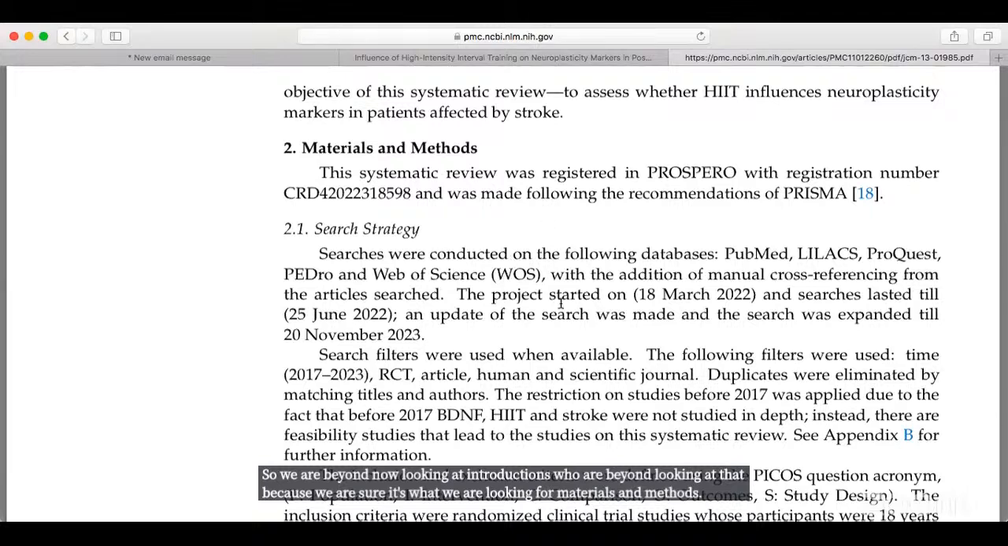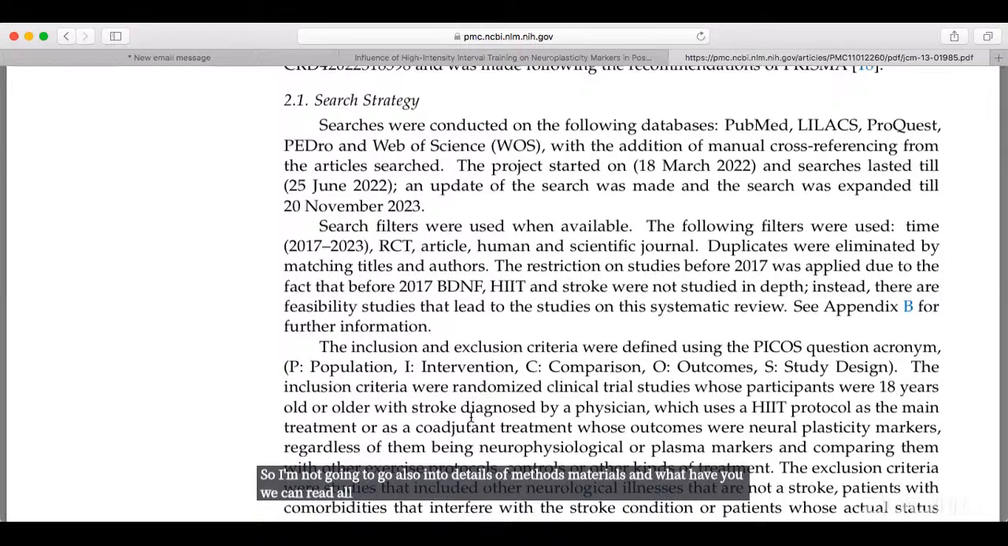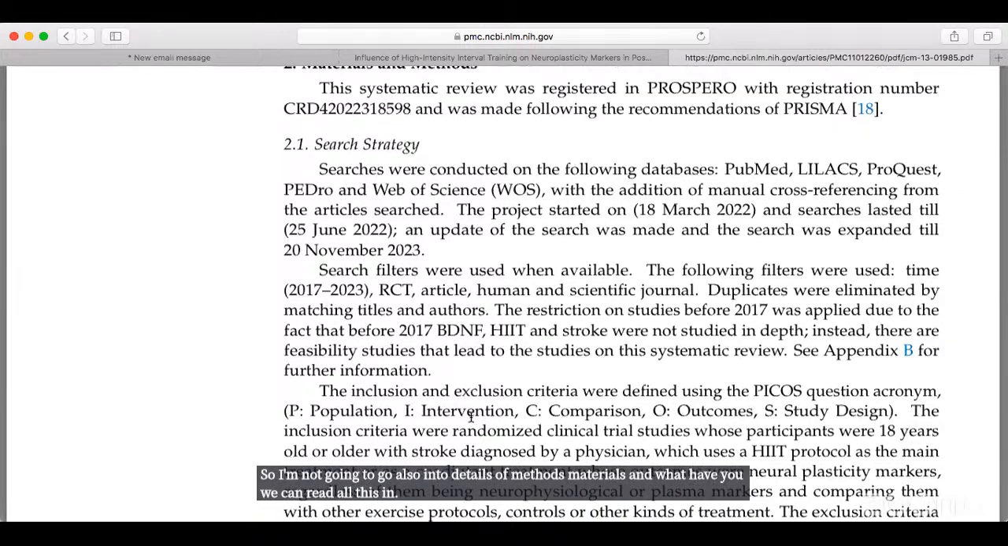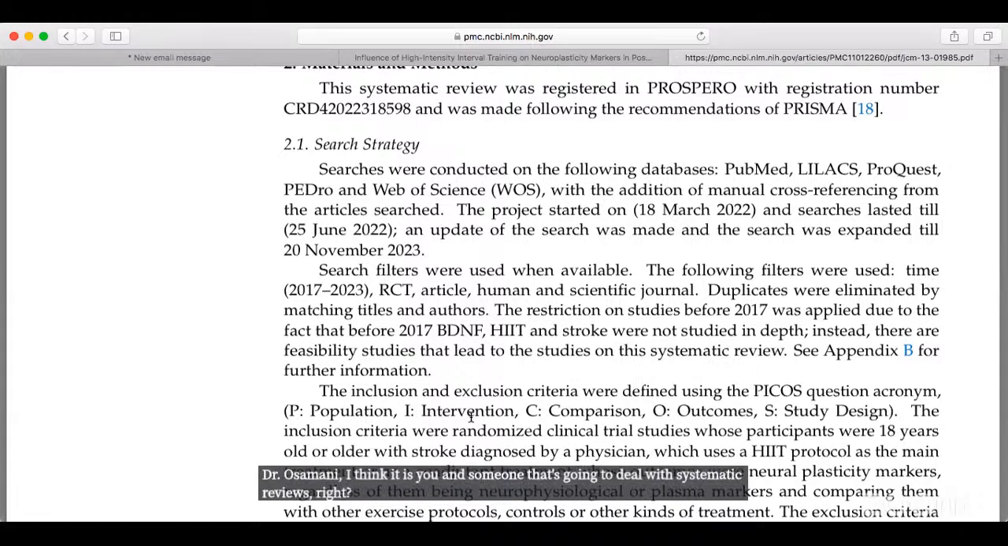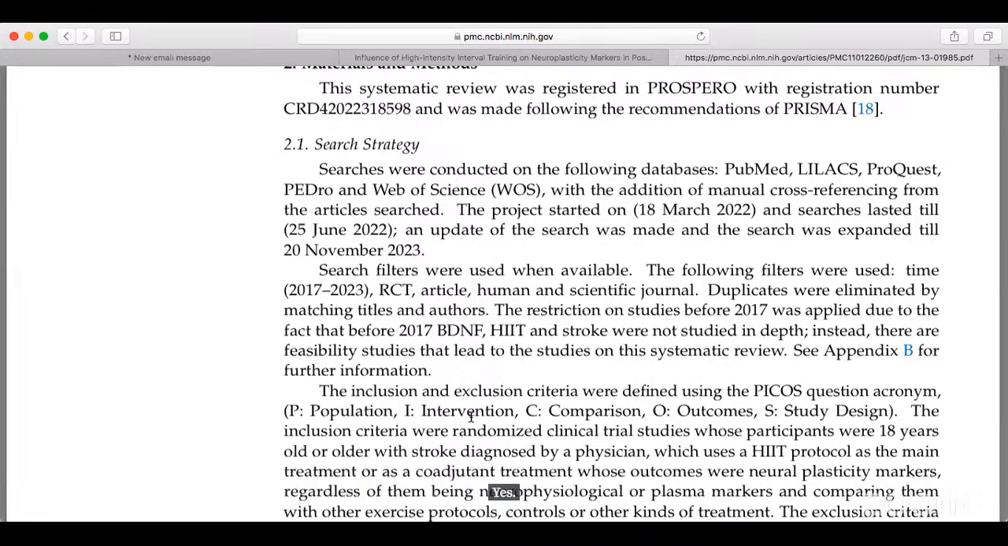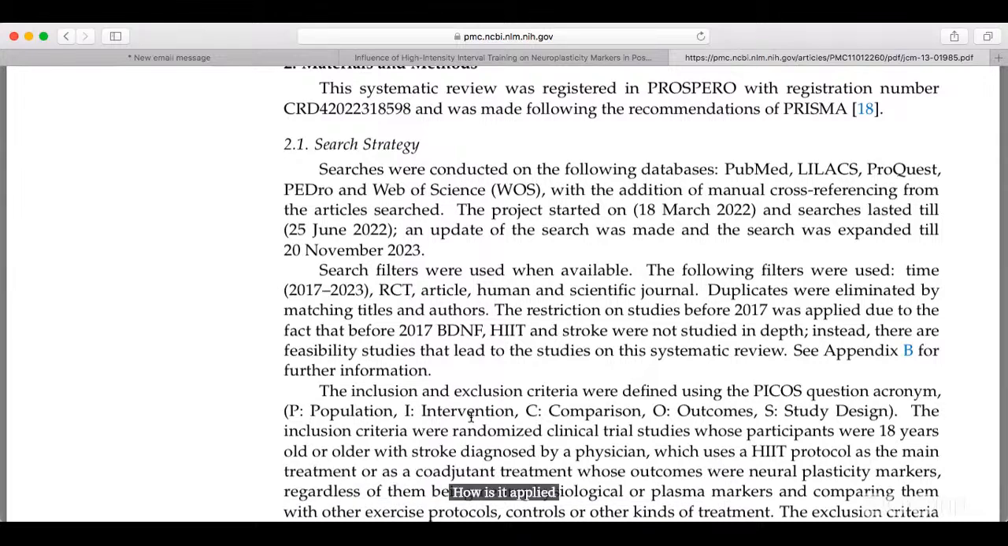I'm not going to go into details of methods, materials, and what have you. We can read all this. Dr. Samani, I think it is you and someone that's going to deal with systematic reviews, right? Yes, and meta-analysis. So all the other details about how to do systematic reviews will be dealt with there. My own issue now is just to extract information about that HIIT. How is it applied to patients?